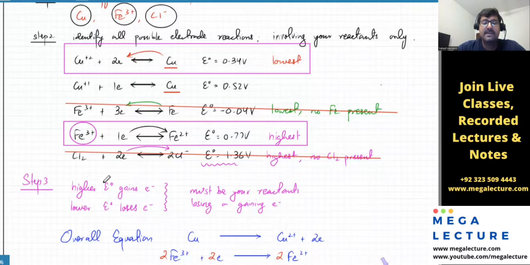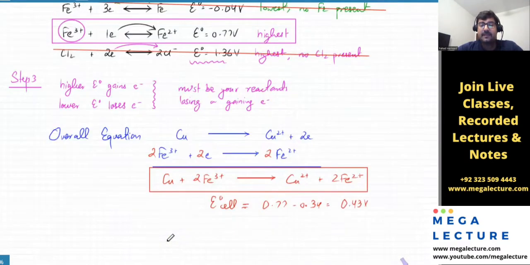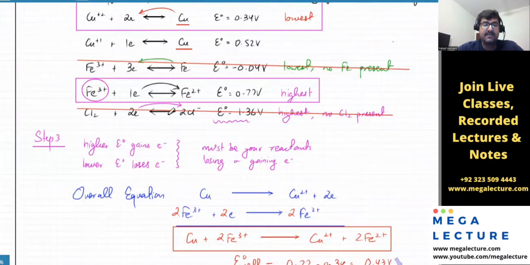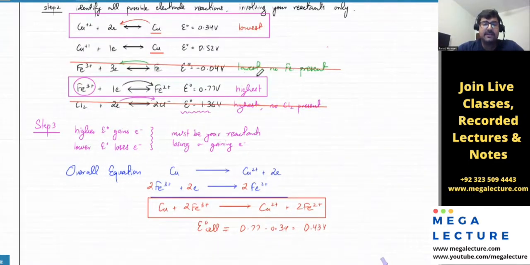So what I did was, I have to figure out highest E naught gains electrons, lowest E naught loses electrons, but it must be one of my reactants that's losing or gaining electrons, not someone else. Okay, so once I figured out lowest and highest, I just wrote down the overall equation, and I got the two equations together. Copper losing electrons, Fe3 plus gaining electrons, and I came up with the overall reaction that's going to happen. And the E naught cell was the potential difference between the highest and the lowest. Okay, is all of that clear? That was a summary I gave of the previous part.